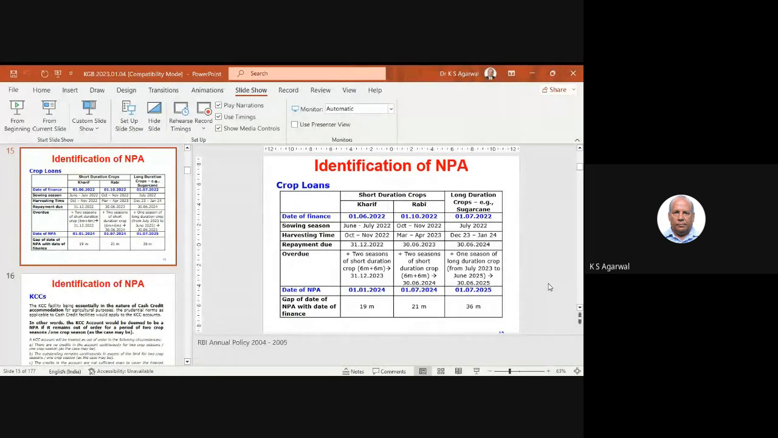Now, I have given an example. You kindly go through it. Short duration crop for Kharif, Rabi, long duration sugarcane. The date of finance is there. Sowing season, harvesting time, repayment. So, what shall be the date of NPA? You kindly go through it. Based upon this criterion, you will be able to arrive at the date of NPA.